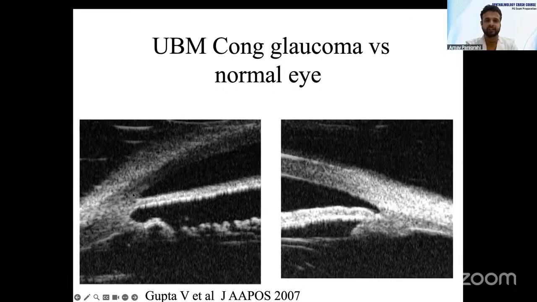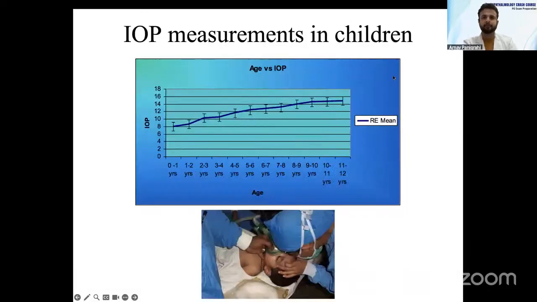Here's a UBM picture showing a high iris insertion with no developed trabecular meshwork in the primary congenital glaucoma eye, whereas the insertion is normal, and a faint highlight of trabecular meshwork and the Schlemm's canal can be seen here in the normal eye. Now, this is something which I want all of you to take a screenshot of.